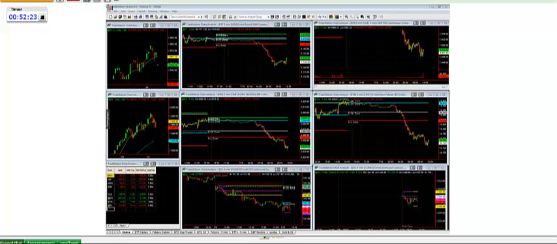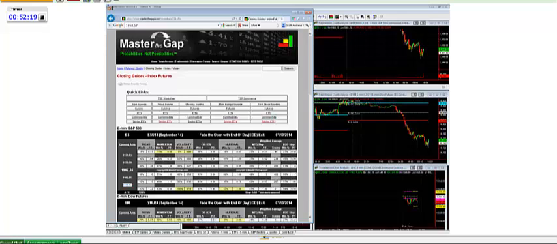Where did my data go? There we go. 47.50, that's down below this level here. So these are just mathematical calculations. I use 40% of the 5-day average true range. Right there, this is 80% there. So we're below the 80% level.